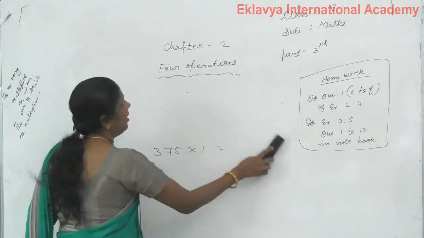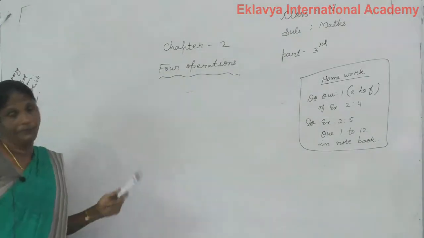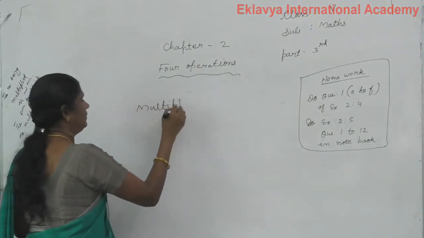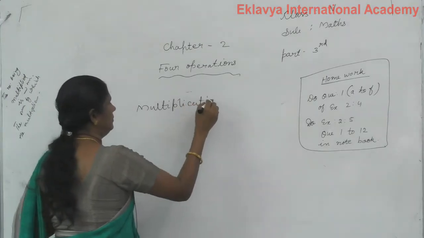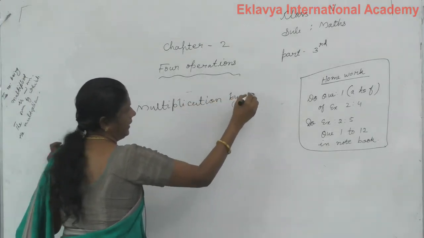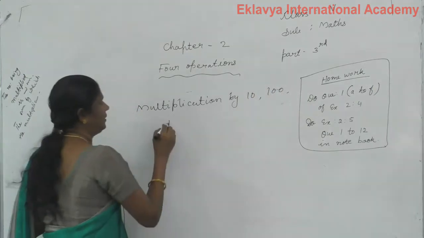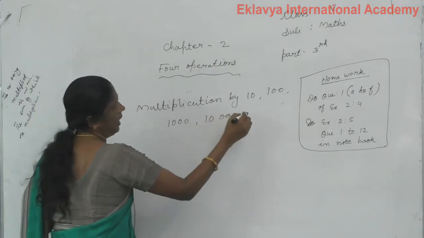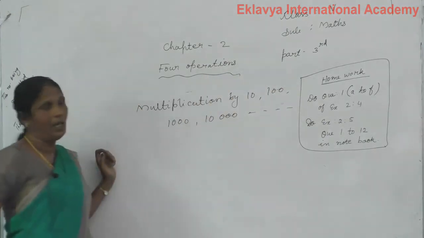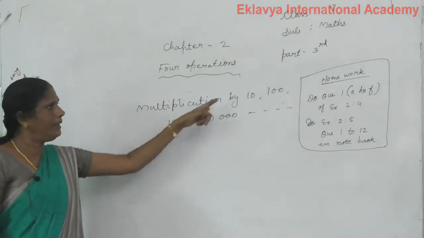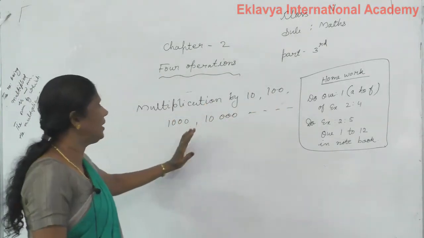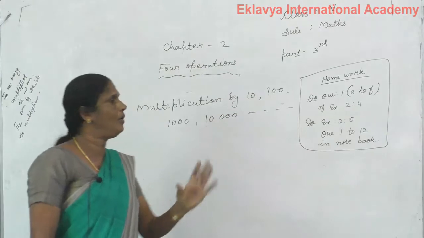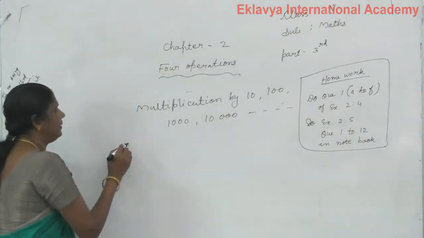Then next, multiplication by 10, 100, 1000, 10,000 and so on. Listen here.